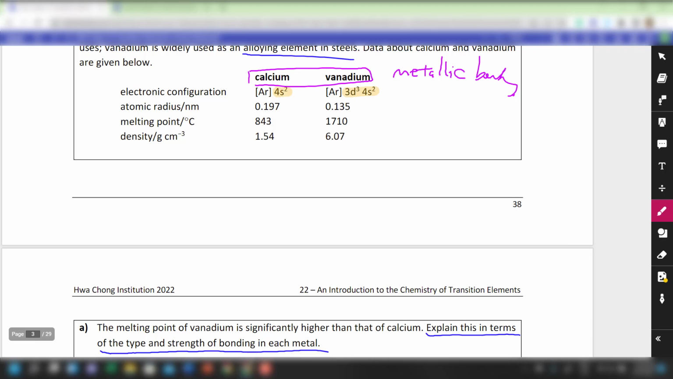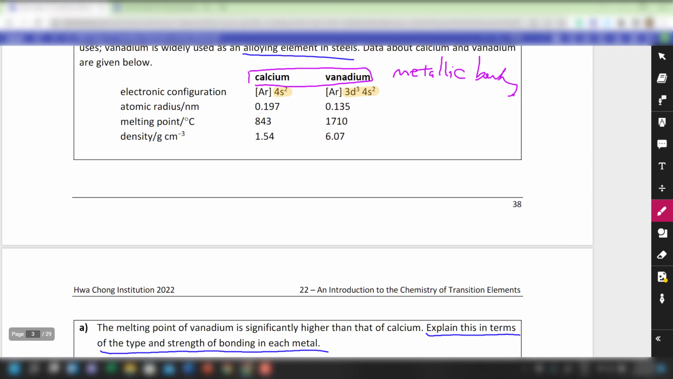So with that, it will have a smaller cationic radius as compared to Ca2+, and a smaller cationic radius with a greater charge. So that means that the charge density of vanadium is greater than that of calcium. At the same time, I expect the metallic bonding, which involves the electrostatic forces of attraction between the delocalized electrons and the positively charged cations, is likely to be stronger and more extensive for vanadium as compared to that in calcium.